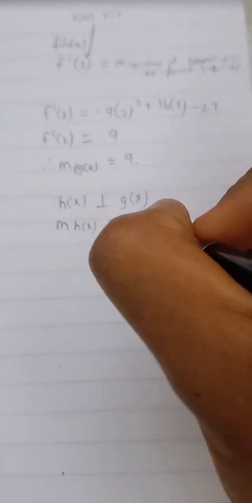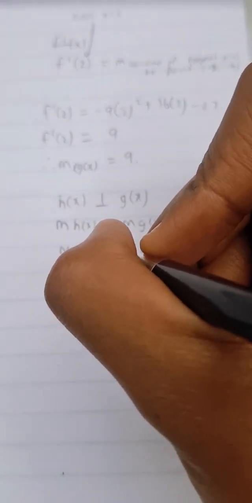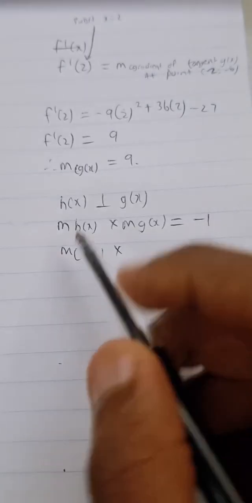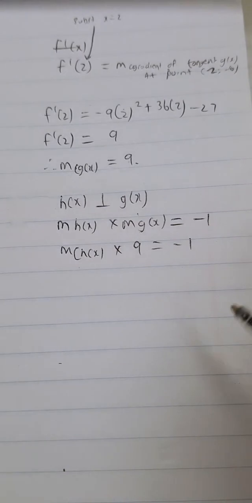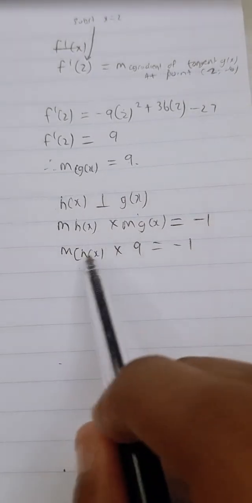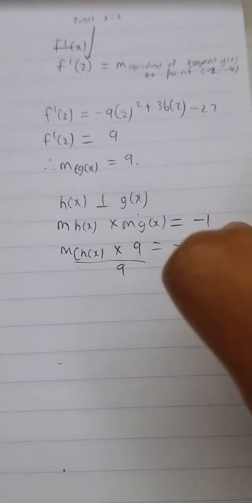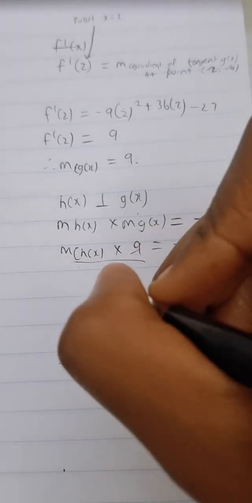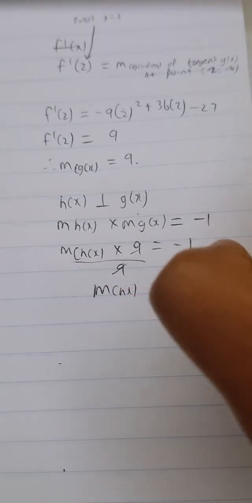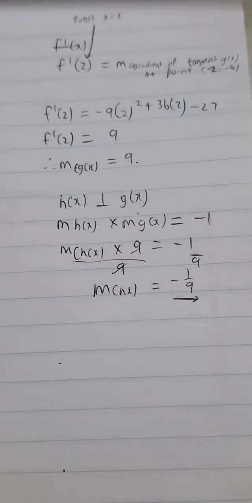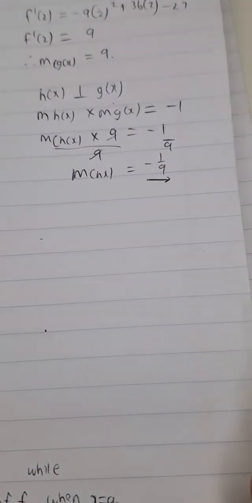So remember, you have the gradient of g, you want the gradient of h. So you say the gradient of h times the gradient of g, which is 9, is equal to negative 1. You make the gradient of h the subject. That means you divide both sides by 9. You cancel, which means the gradient of h of x is equal to negative 1/9. So you now have the gradient of h.